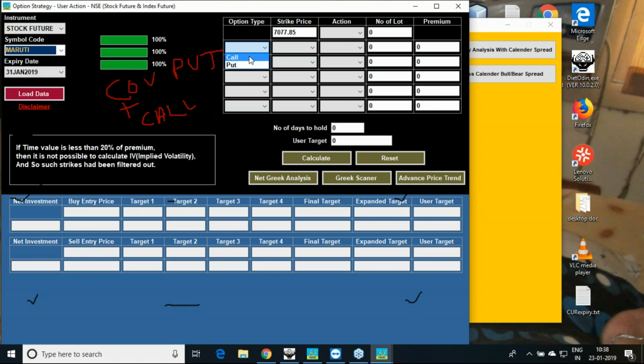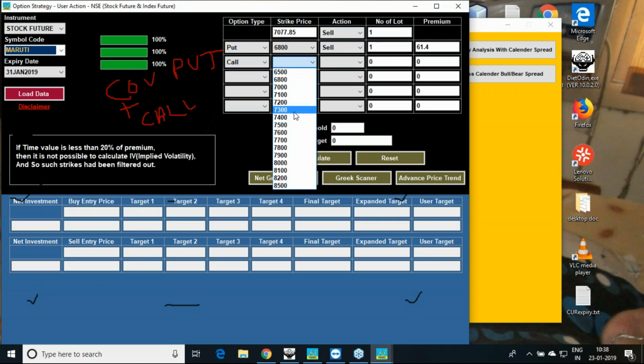I have just loaded the data. I am going to choose a put option. I have seen that it is going to the 6800 level, so I am going to sell one lot of it. Future also I am going to sell one lot, so by this process it has become a covered put. For the call option I can go for 7200, and I am going to buy two lots.